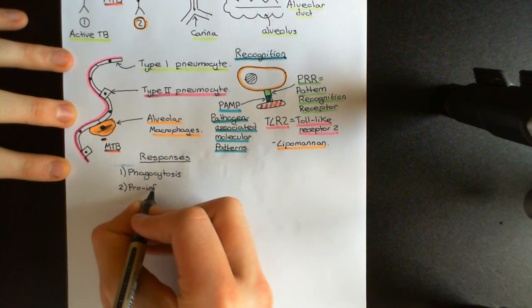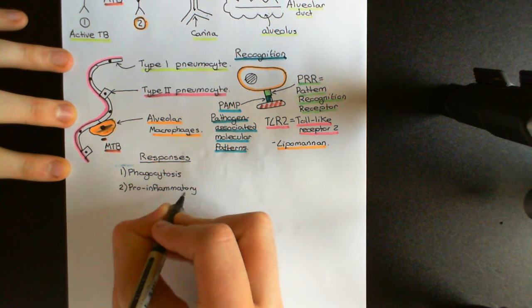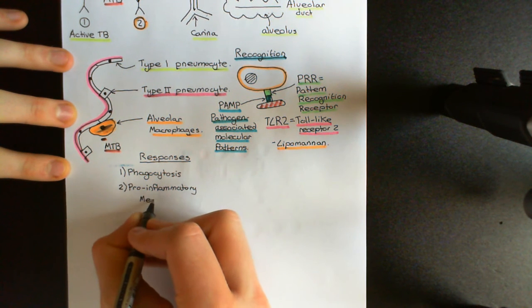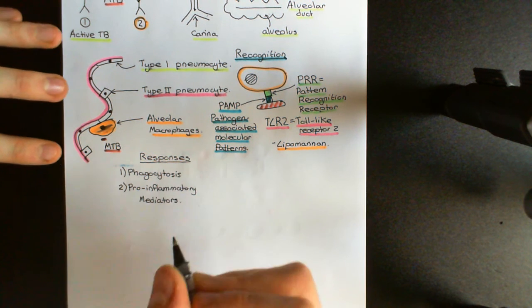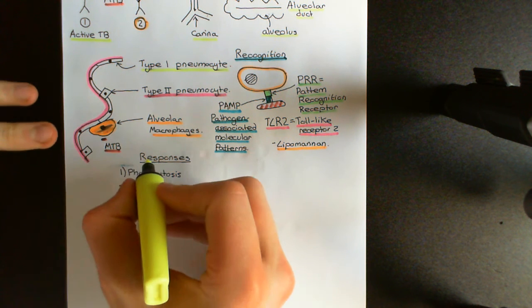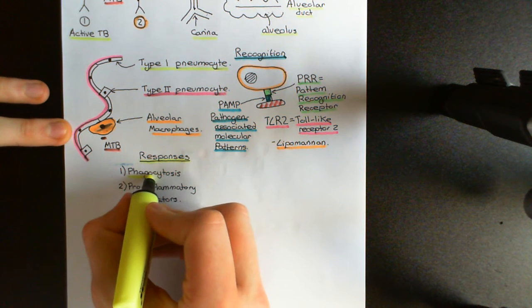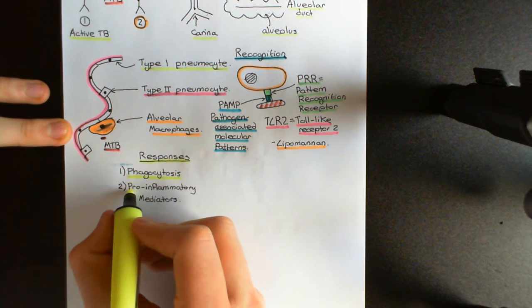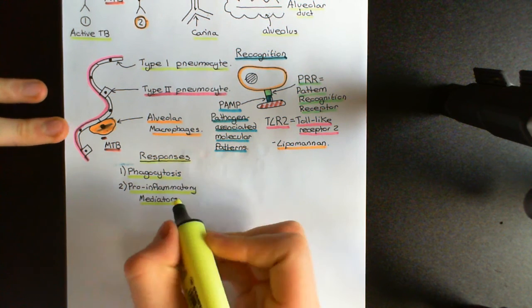So pro-inflammatory mediators. Okay, so I want to discuss both of these. So we'll start off with phagocytosis. So phagocytosis involves an alveolar macrophage engulfing the Mycobacterium tuberculosis cell into a vacuole inside its cytoplasm known as a phagosome, and then trying to break the Mycobacterium tuberculosis within the phagosome down, so digest it.